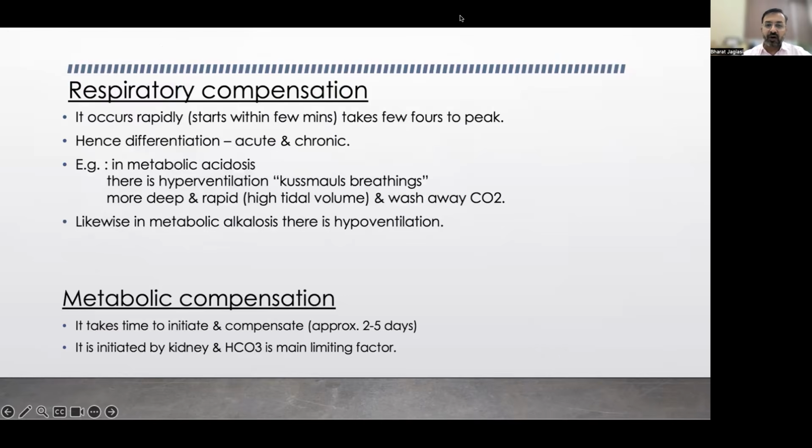Now we talk about the respiratory compensation. Respiratory compensation occurs very rapidly, as we understood. It starts within a few minutes and takes a few hours to peak, and this helps differentiate between acute and chronic. For example, in metabolic acidosis, there's hyperventilation, with deep and rapid breathing that washes away carbon dioxide. Likewise, in metabolic alkalosis, there's hypoventilation. Metabolic compensation, we all understood, takes time to initiate and compensate, approximately 2 to 5 days, and is initiated by the kidney, with bicarbonate as the main limiting factor.